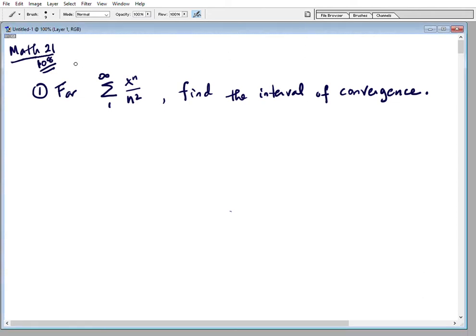Okay, so first we're looking at 108. We're looking at power series. Power series are series that contain a variable x, something of this form. So they're series, but they contain a variable, sort of like an infinite polynomial. And we want to know for what x they converge.